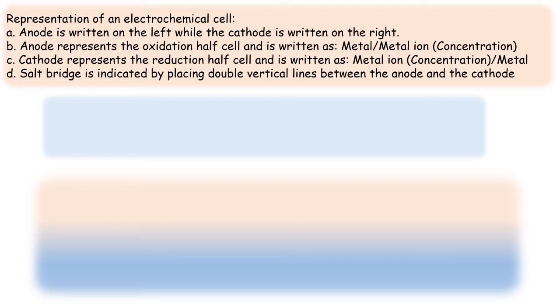Now you should know how to represent an electrochemical cell. In the representation, the anode is written on the left hand side, while the cathode is written on the right hand side. Anode represents the oxidation half cell, whereas the cathode represents the reduction half cell. The salt bridge is indicated by placing double vertical lines between the anode and cathode.